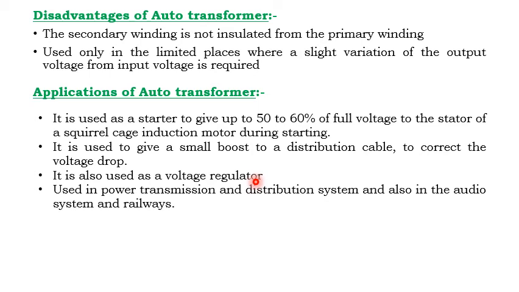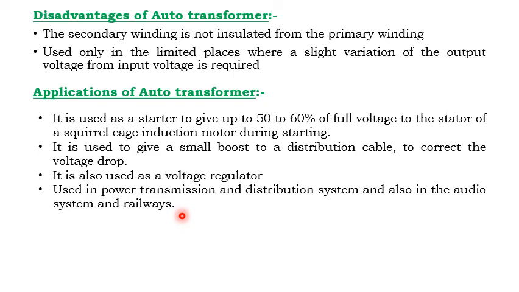Since it is used as a voltage regulator, any system voltage can be regulated by the auto transformer. It is used in power transmission and distribution systems, and also in audio systems and railways. In power transmission and distribution systems, if the power is to be regulated to any desired voltage value, such a transformer is used, that is the auto transformer. And it is also used in audio systems as well as railways.